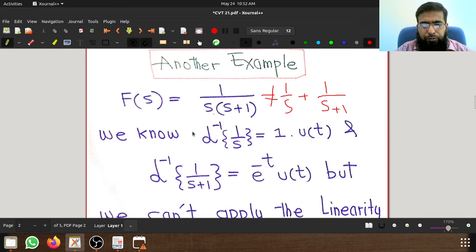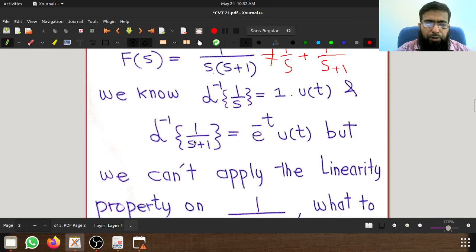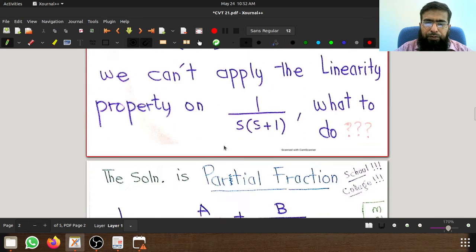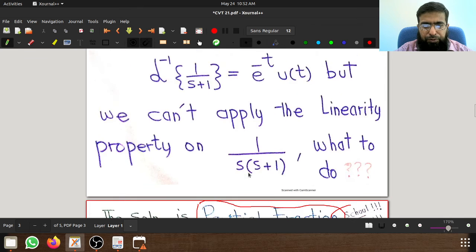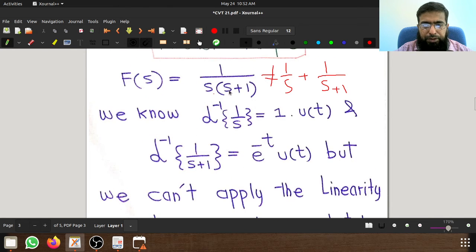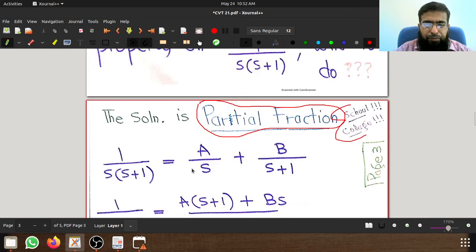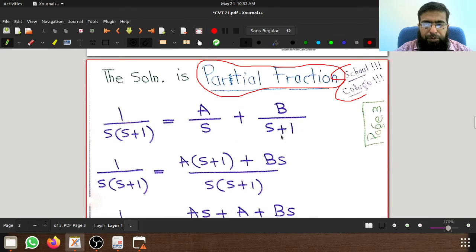For that, we'll have to go back to school and college, where we studied a very important mathematical technique that we call partial fraction. Partial fraction means that given this expression 1 over s times s plus 1, we can write it as a over s plus b over s plus 1. This is what we studied in school and college.